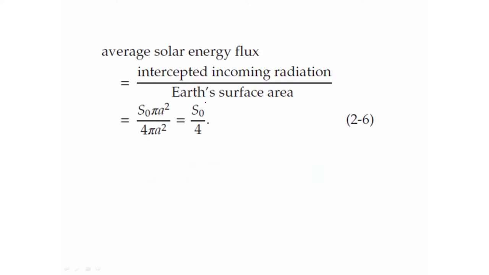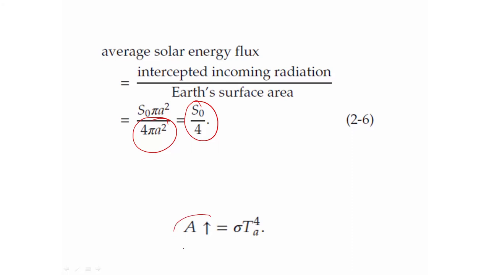How do you do that balance? Basically, here it is explaining why we have divided by 4. The circle we looked at is pi a squared, but that circle is rotating because Earth is rotating. So the area that's actually intercepting the total radiation in a day is 4 pi a squared, and that's where we get the 4.